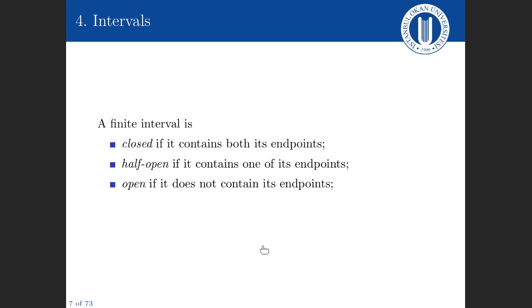We can classify a finite interval in 3 ways. We can say closed, half open, or open. A finite interval is closed if it contains both of its endpoints. It's half open if it contains only one of its endpoints, and open if it does not contain any of its endpoints.